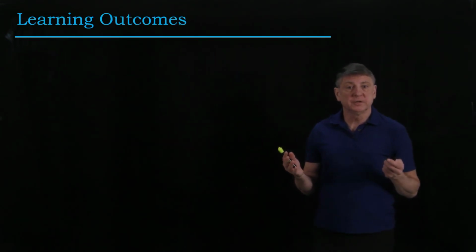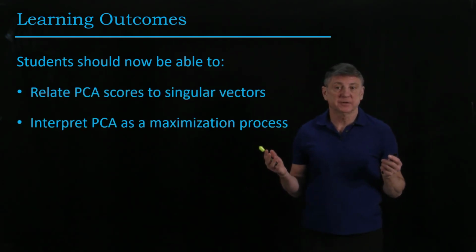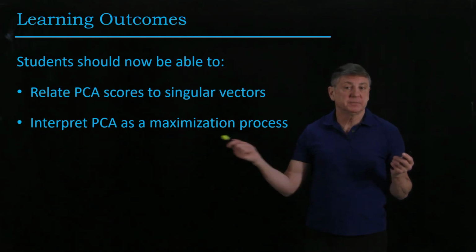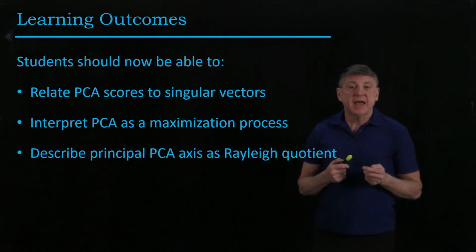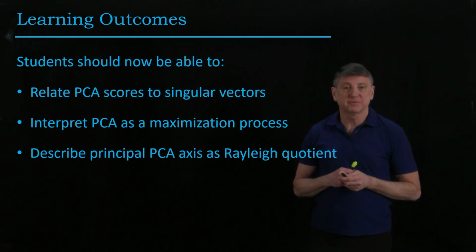So, what have we learned in this lecture? We're now able to relate these PCA scores to singular vectors. We can interpret PCA as a maximization process, and we can describe the principal PCA axis as the solution to a problem that involves the Rayleigh quotient.